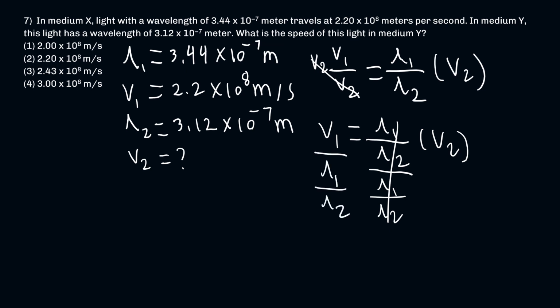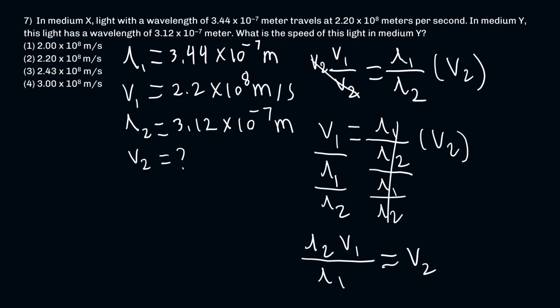So when I do this, since the inners multiply to each other and the outers also multiply to each other here, what I'm going to have is wavelength 2 going to the top. So wavelength 2 times v1 over wavelength 1 is going to equal v2. So now I can plug everything in and end up with my answer.